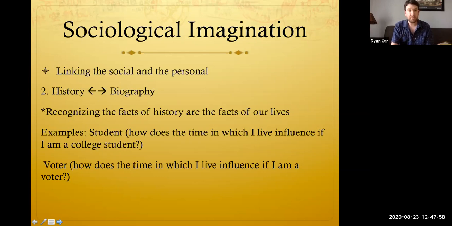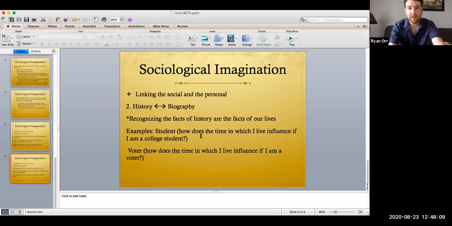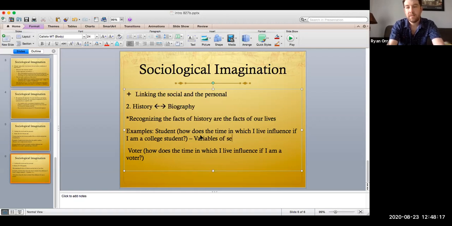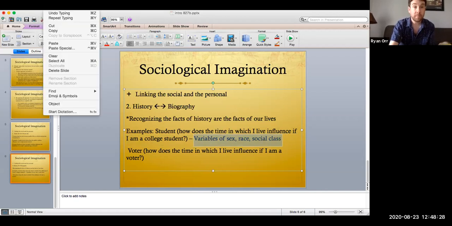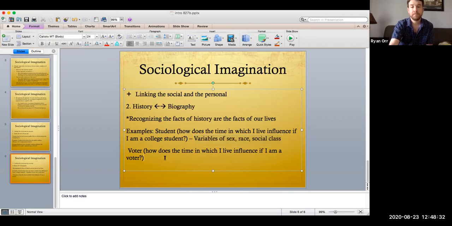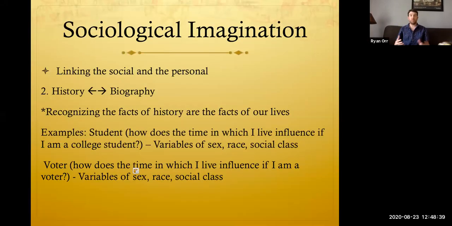And kind of a couple examples here. If you want to be a college student or not, you can look at different factors of race. So let me kind of add in here variables of sex, race, social class. So looking at this idea, how is the time in which I'm living influencing if I'm going to be a college student? That becomes part of my biography.